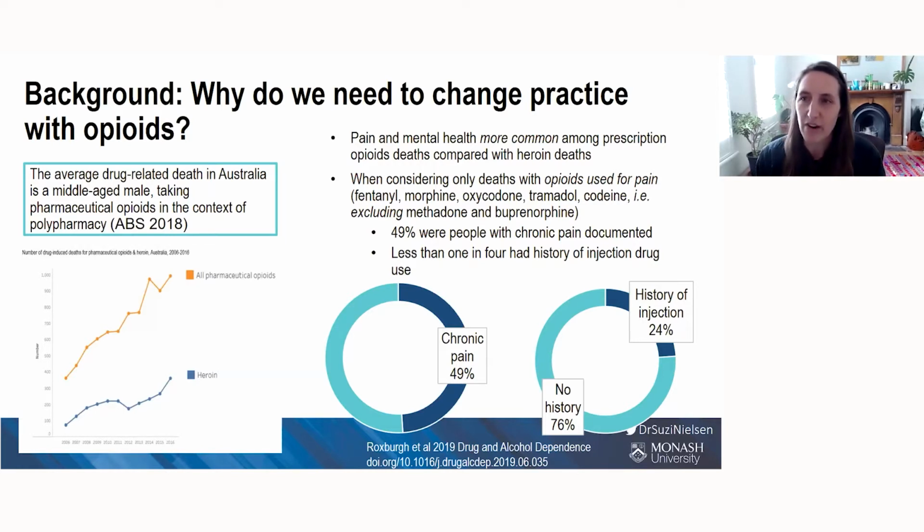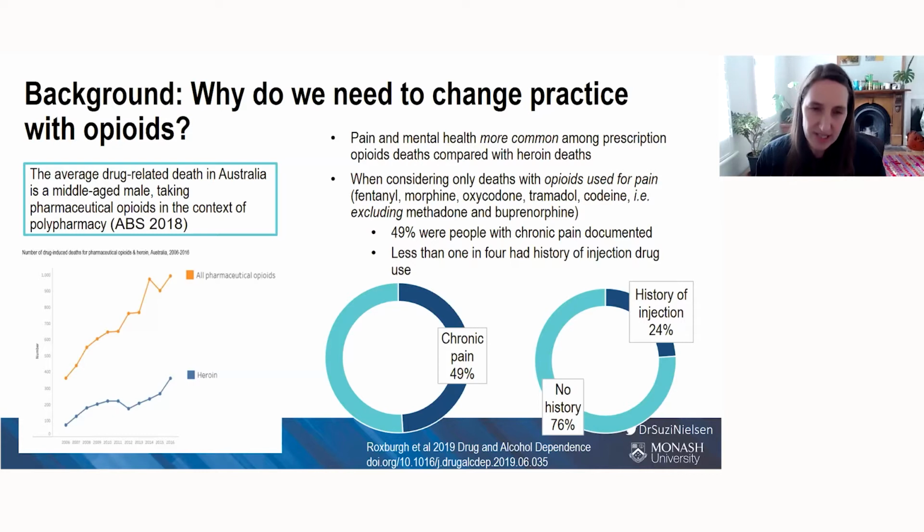Amanda Roxburgh's done some very nice work recently digging into getting a bit more detail around those deaths, in particular when she was looking at the pharmaceutical opioid deaths. Some of the findings were that, among those deaths with prescription opioids, pain and mental health were more common issues compared with heroin deaths. And from her published figures, when we looked at just those deaths with opioids for pain, we can see that there's quite a large number of those deaths that represent people with chronic pain and a minority of those deaths that involve people who inject drugs.